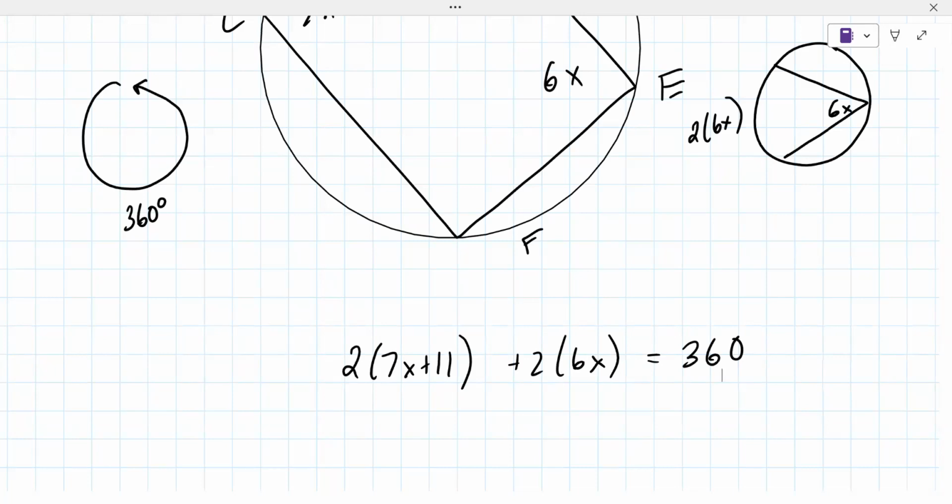So go ahead and try solving this for me. I'm going to step away for a minute or two, but I'll be right back.